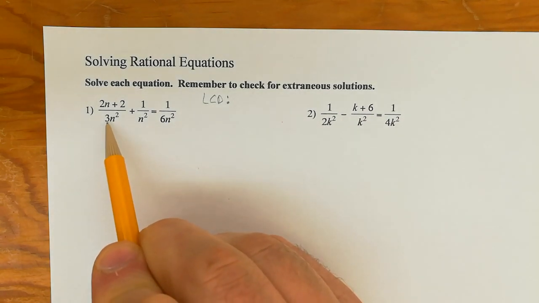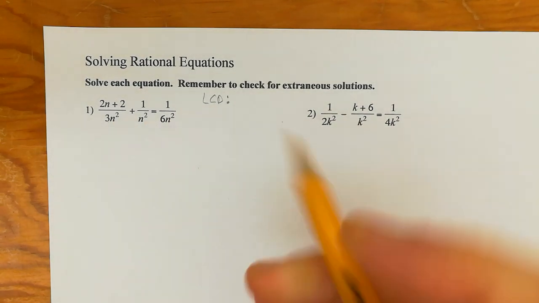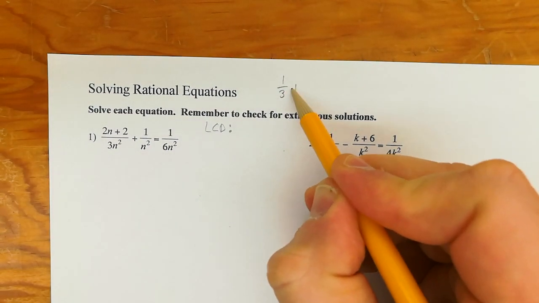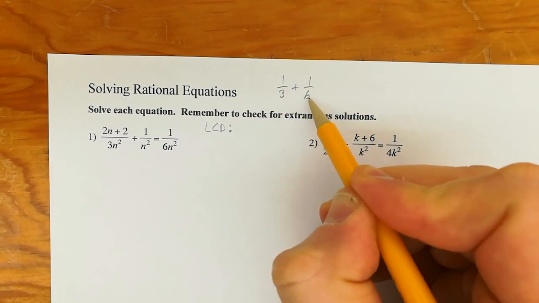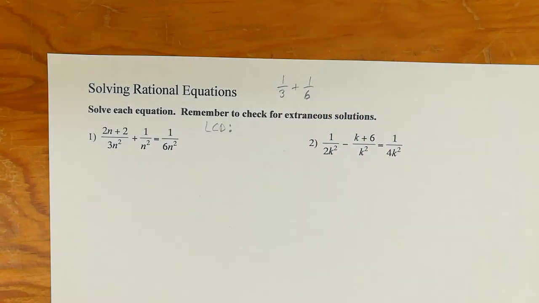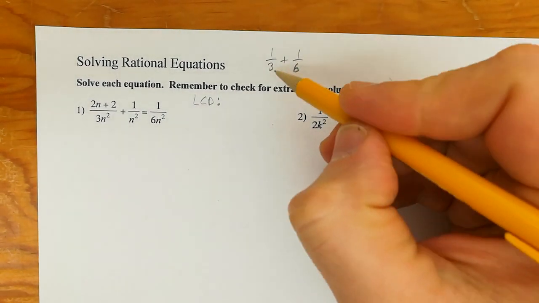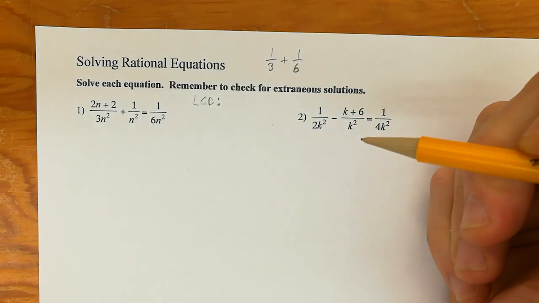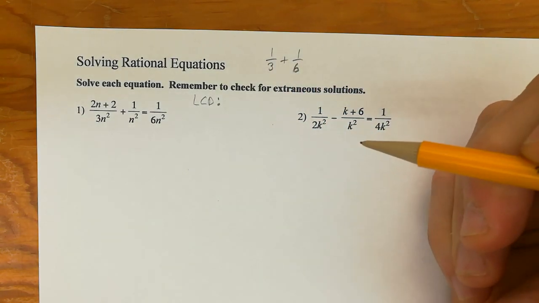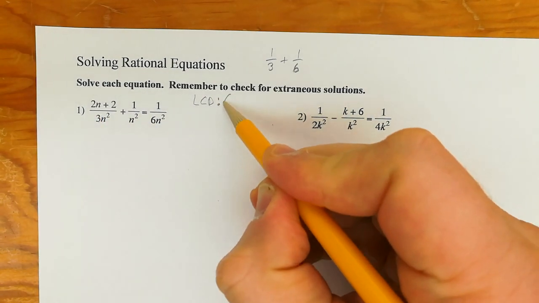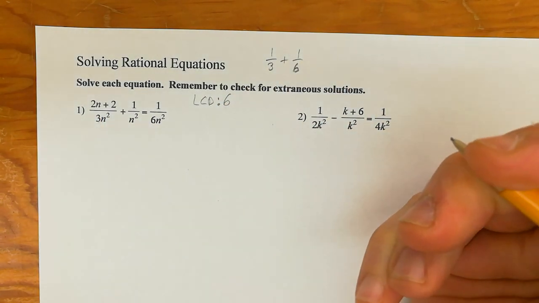First off, if we had regular fractions, just 1/3 plus 1/6, and we wanted to add those, how do we find the least common denominator? We think of a number that both 3 and 6 go into, the lowest one. Well, that would just be 6. It's no different here with this 3 and 6. So that's going to be at least part of our least common denominator.